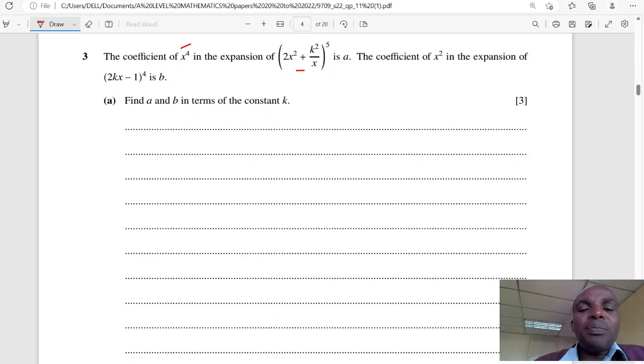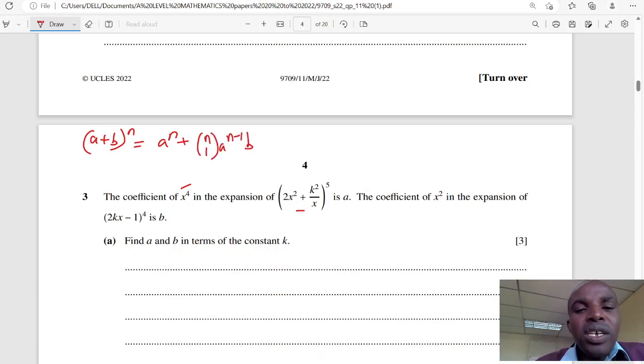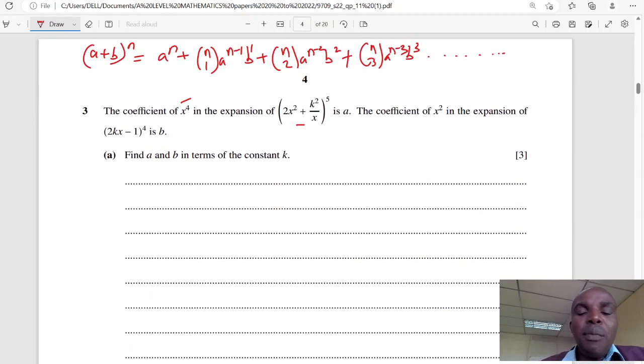So let's expand. In this case, you have to use the formula, right? It's a plus b to the power n, that's the binomial series, where n is a positive integer. It will be a to the power n plus n choose 1, a to the power n minus 1, b to the power 1, plus n choose 2, a to the power n minus 2, b to the power 2, plus n choose 3, a to the power n minus 3, b to the power 3, in that order. This formula is there in the formula booklet. Don't worry much about this part.